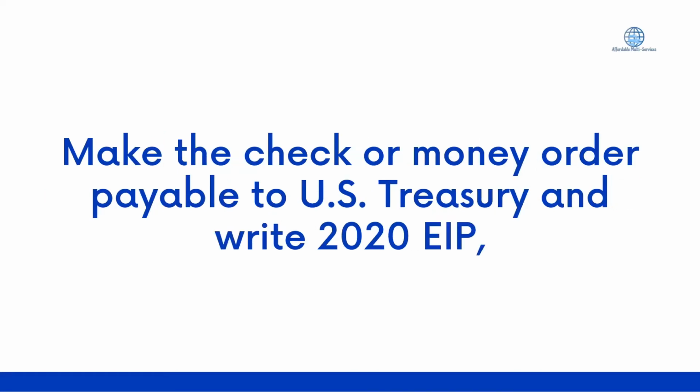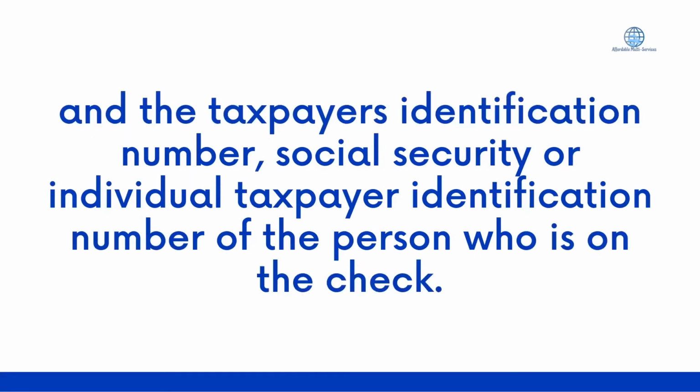And you will need to make the check payable to U.S. Treasury and write 2020 EIP and the taxpayer's name, and you will need to put your identification number, your Social Security number or your individual tax identification number of the person who's on the check. So if you have an ITIN, you will put that. If you don't have an ITIN, then you will put your Social Security number.